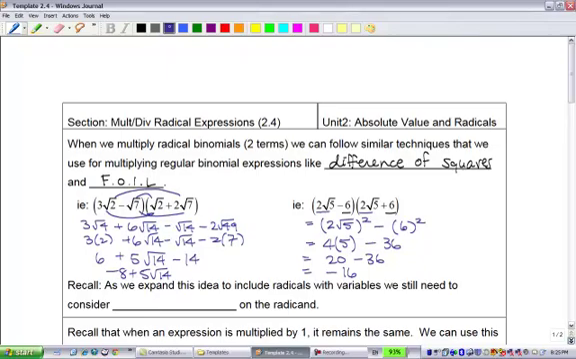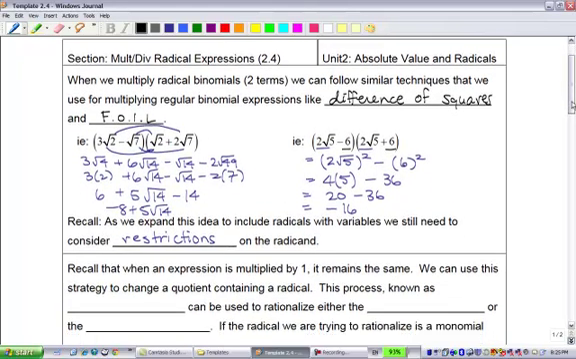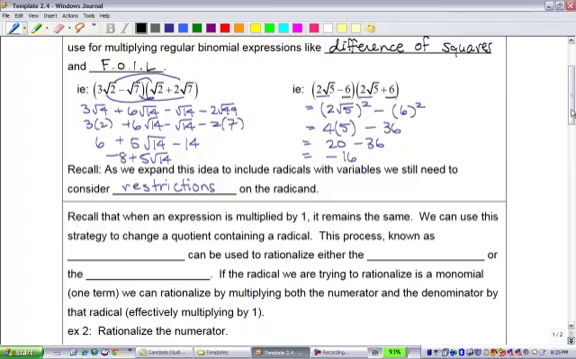If we recall, as we expand this idea to include radicals with variables, we still need to consider restrictions. So those restrictions of what we're taking the roots of still apply, where we can't take the square root or fourth root of negative numbers, and where for the cube root and fifth root, it's okay to take the cube root of negatives.